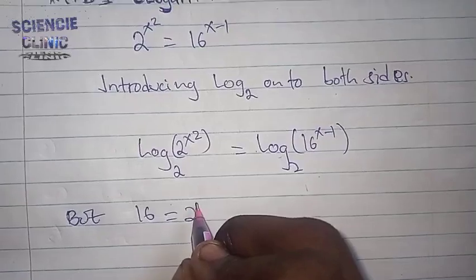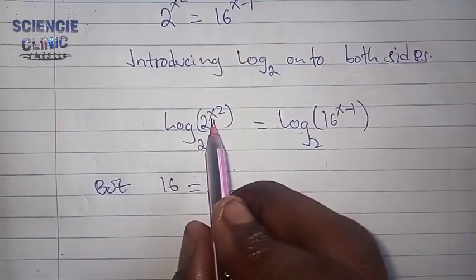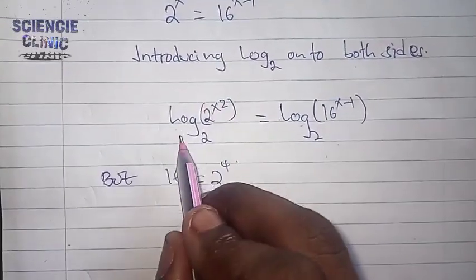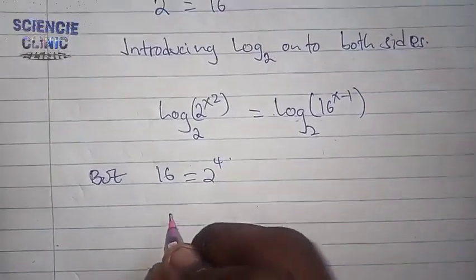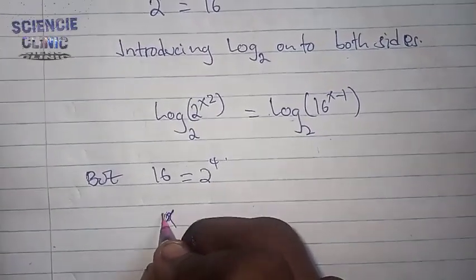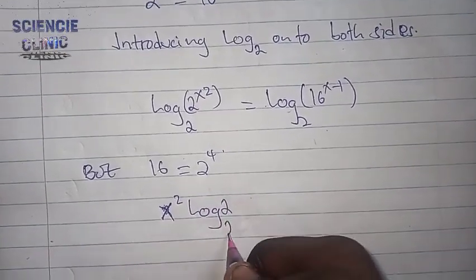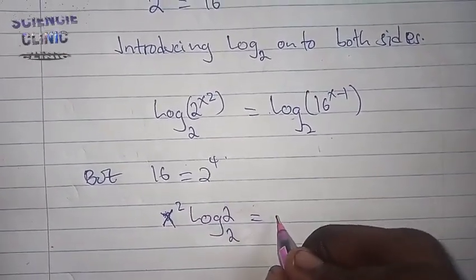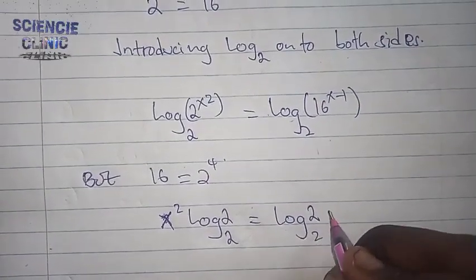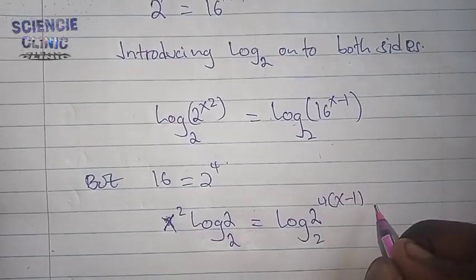But 16 equals 2 to power 4. So from the laws of logarithms that we have been covering, I'm very sure you know that we can bring all of this down here. So this is what we are going to have: x squared log 2 equals log 2 to power 4 into x minus 1, which is going to be like that.